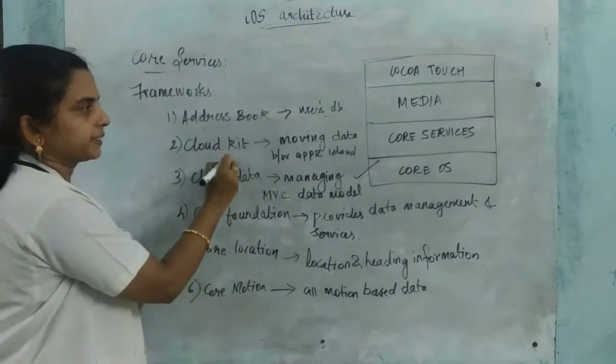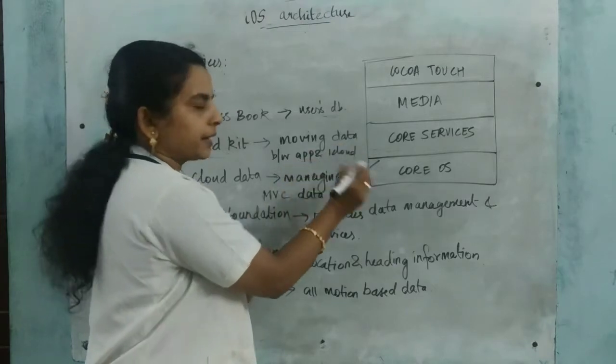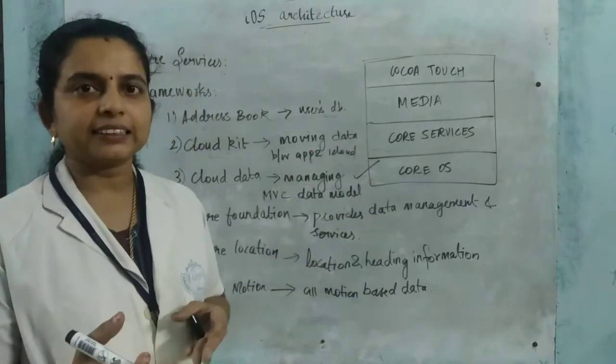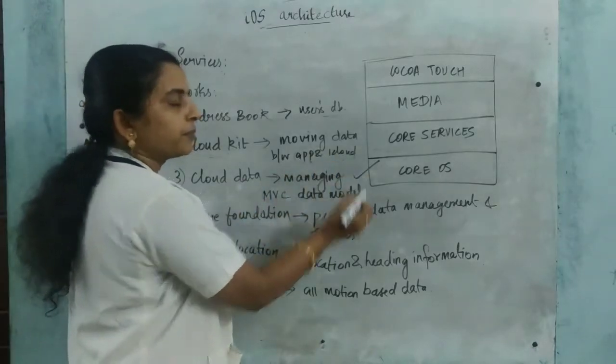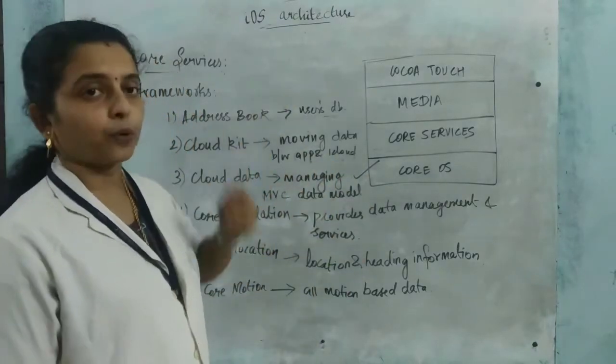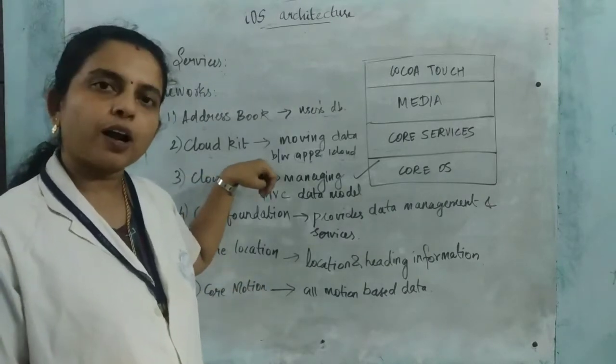And the next one is CloudKit. Here, it moves data between the app and iCloud. It acts as an intermediary for moving the data between the app and the cloud provided by this iOS architecture. So that is CloudKit. We all know about cloud, right?